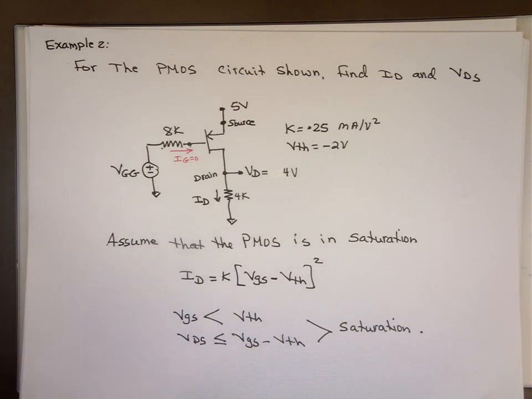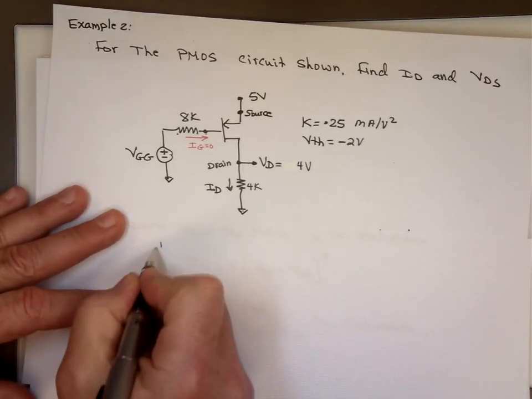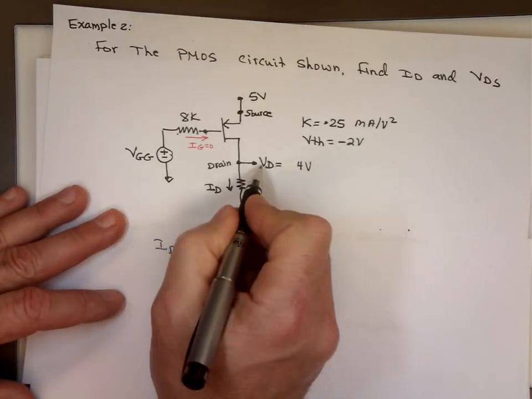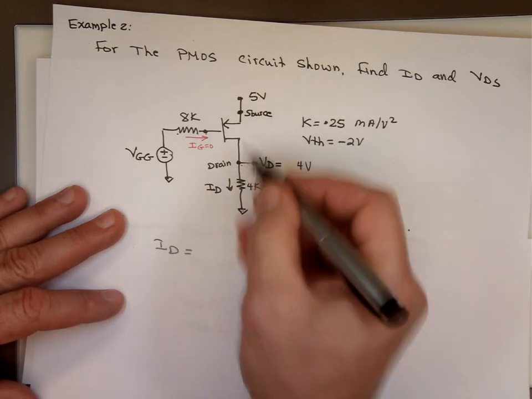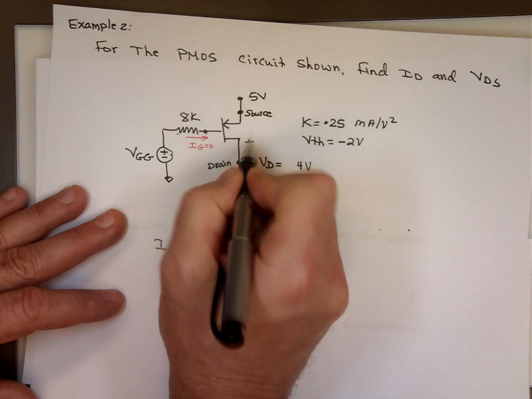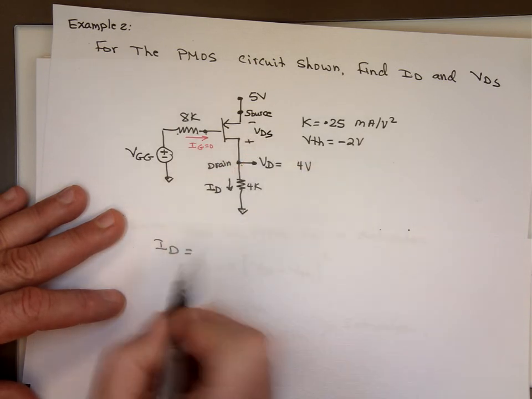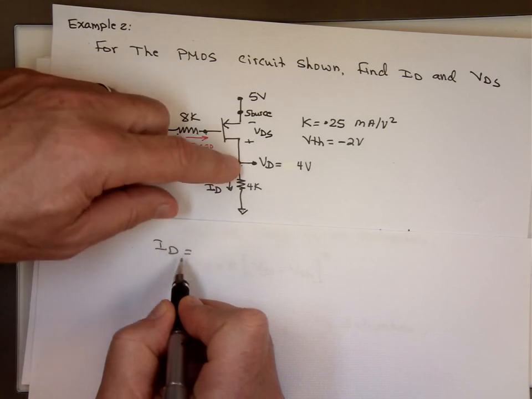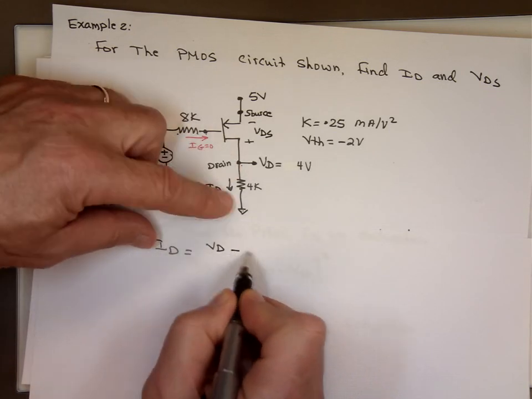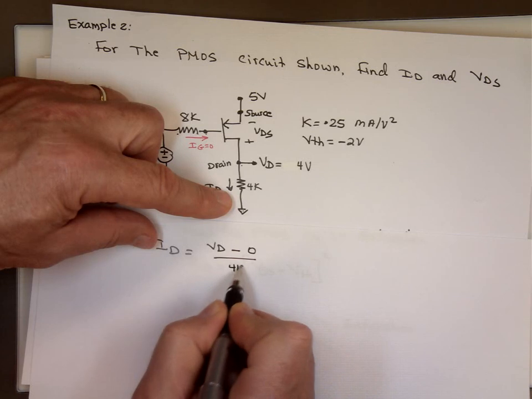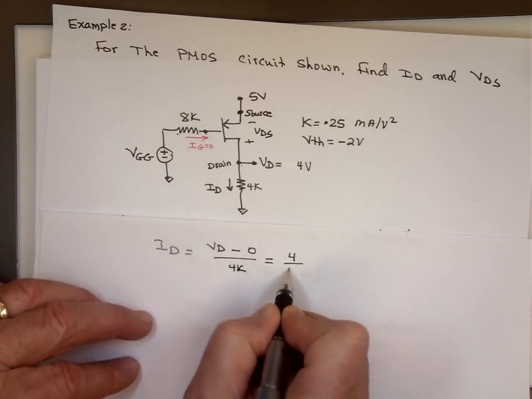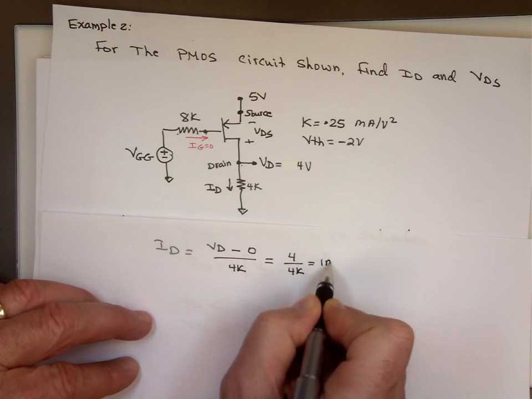Well, first things first, can we find I sub D? Let's look at that. Take a sheet here, move this up. So I sub D is equal to what? Notice this is actually a PMOS, so that's the drain, this is the source, and this is VDS right there. So I sub D is equal to this voltage, which is VD, which is 4, minus this voltage, that's 0, divided by 4K. That's 4 over 4K, which is 1 milliamp. Perfect.